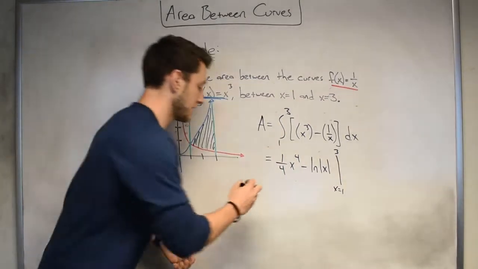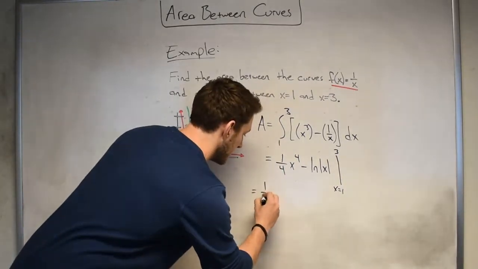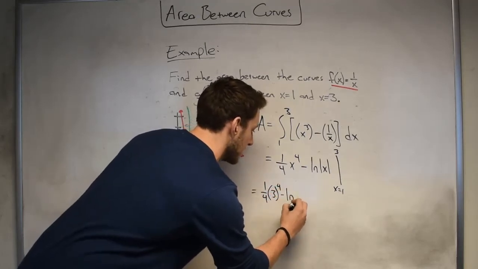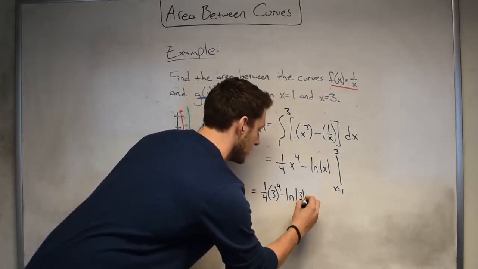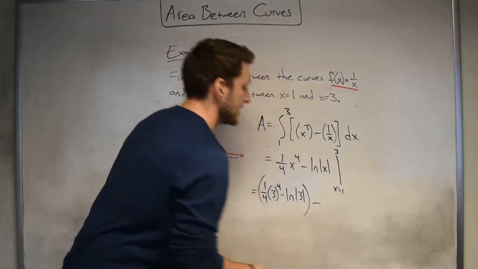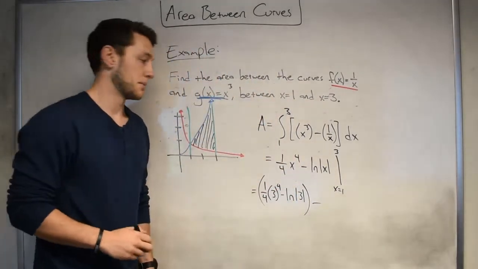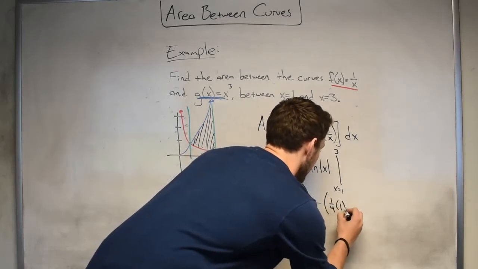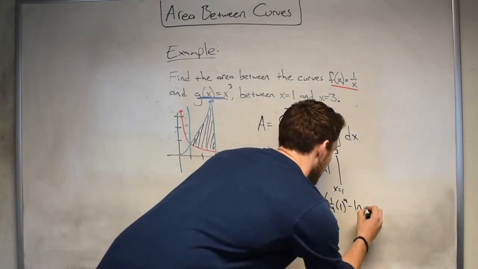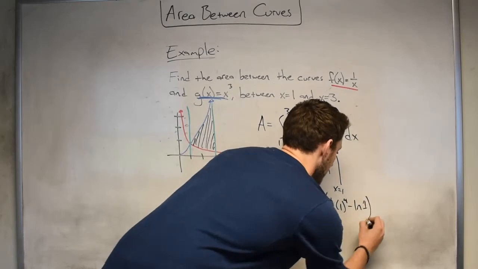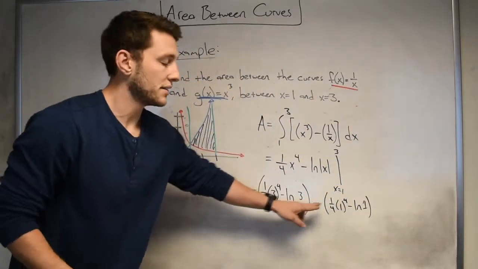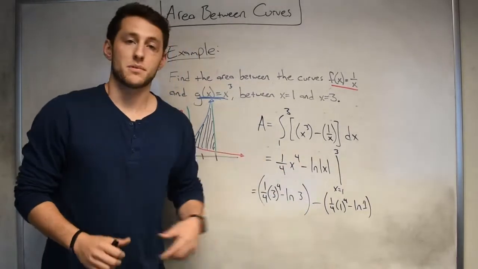From here, plug in your top number, 1/4 times 3 to the 4th minus natural log of 3, and subtract it from your antiderivative with the bottom number plugged in. 1/4 times 1 to the 4th minus the natural log of 1. And you don't need to write the absolute value bars on the logarithm because both of these numbers are positive.